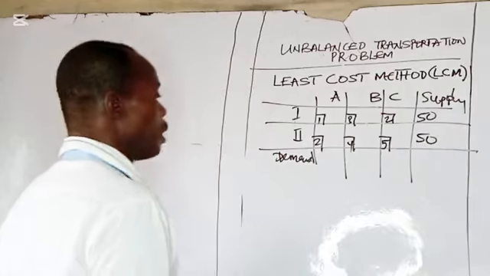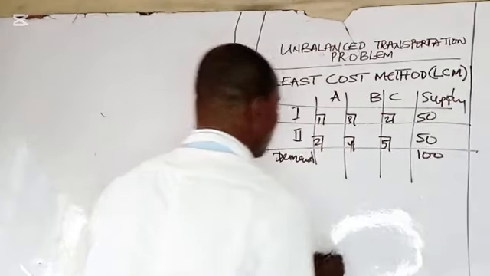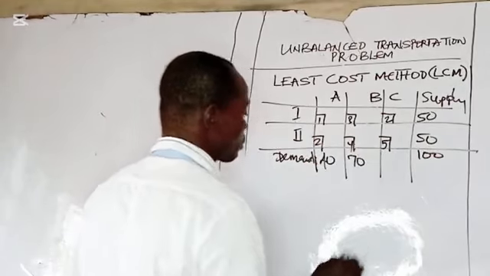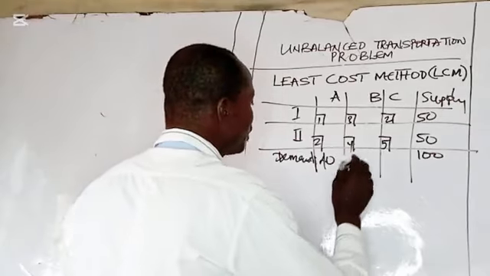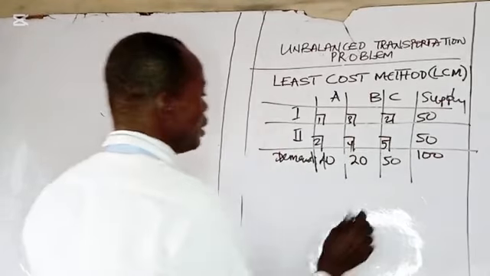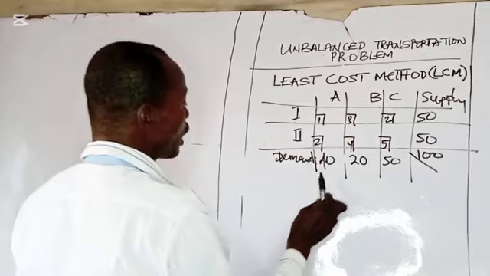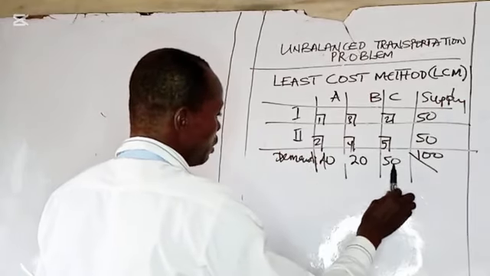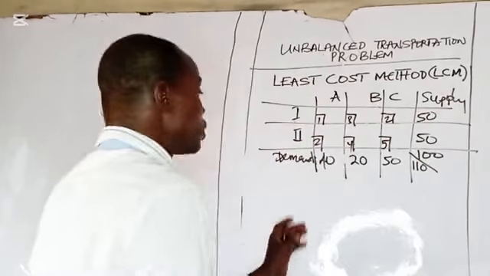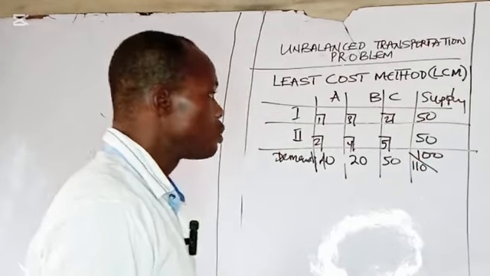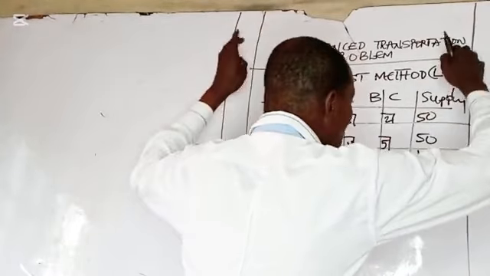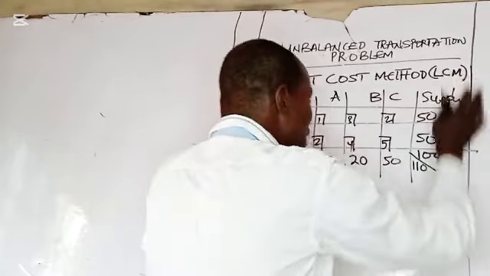That will be total 100. Then if demand, if you have 40, 20, and 50, that means the demand will be totaled. 40 plus 20, that is 60, plus 50, 110. So in this case, the demand and supply are not equal. Where the demand is not equal to the supply, that means the problem is unbalanced. It's an unbalanced transportation problem.